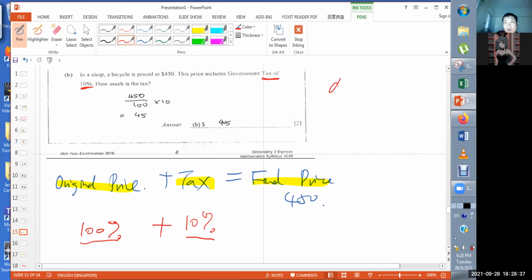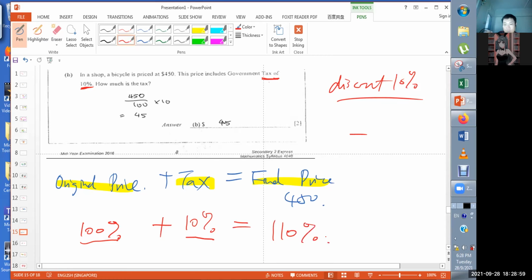What about discount? What do you think? Discount 10%. What's the meaning of discount 10%? Add or minus? Minus. Very good. So you need to differentiate these two. If it's a discount, you take minus. In this case, tax, add to it, so you plus 10%. So you realize that the final price is actually 110%.